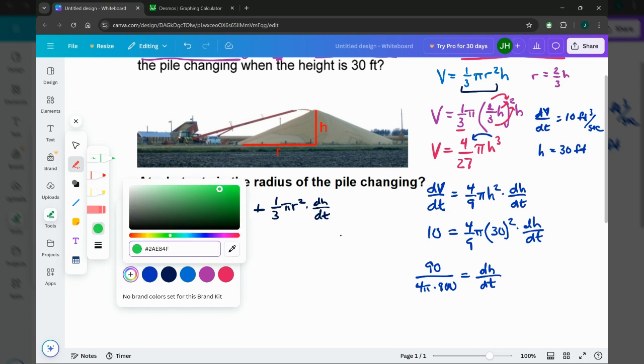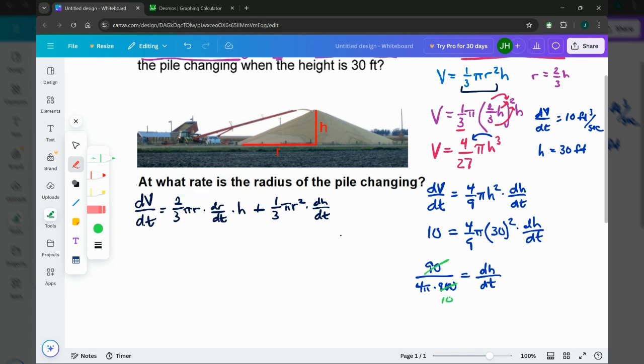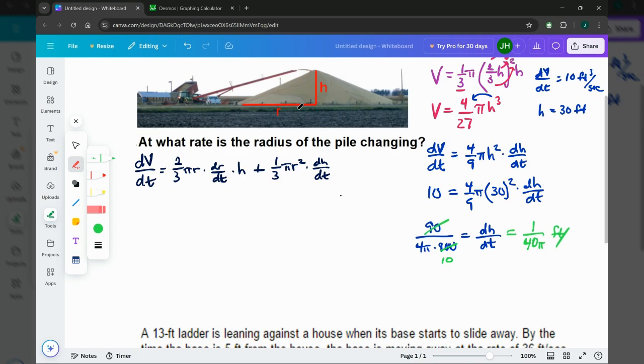Sometimes you may end up with teachers who don't let you use a calculator. 90 goes into 900 10 times. The answer here is 1 over 40 pi. And what would be my units? Well, h would be measured in feet. Time here is measured in, and I'm going to have to scroll back up and look, it's measured in seconds. This is my answer for the rate of change in the height of that pile. It's changing 1 over 40 pi feet per second.